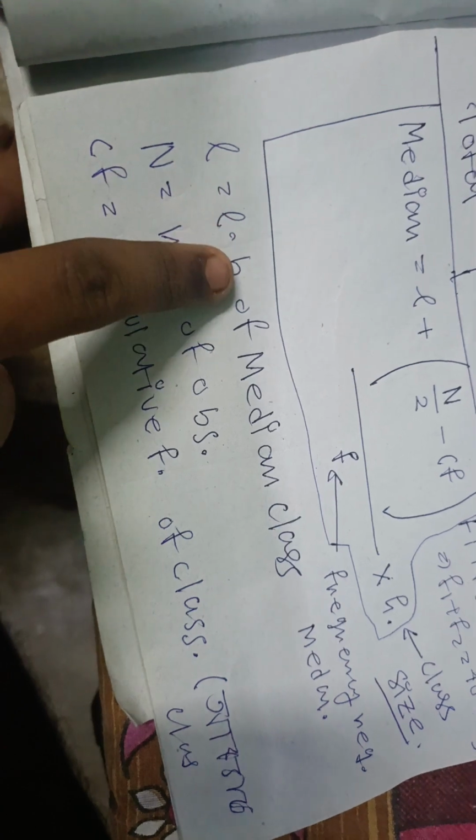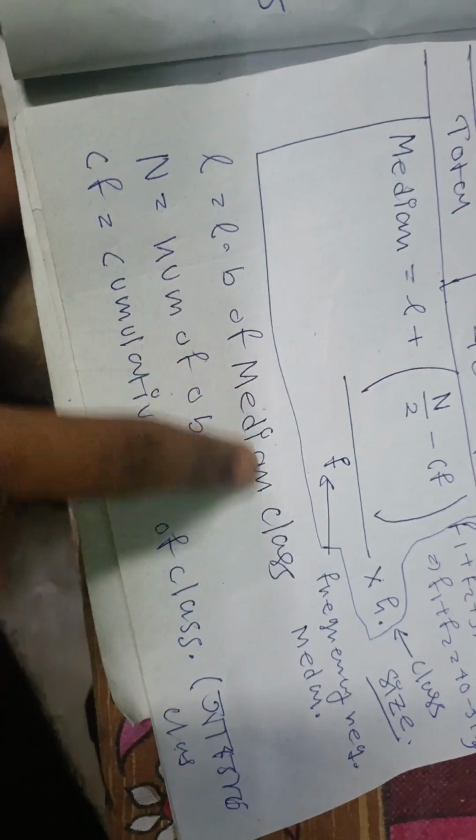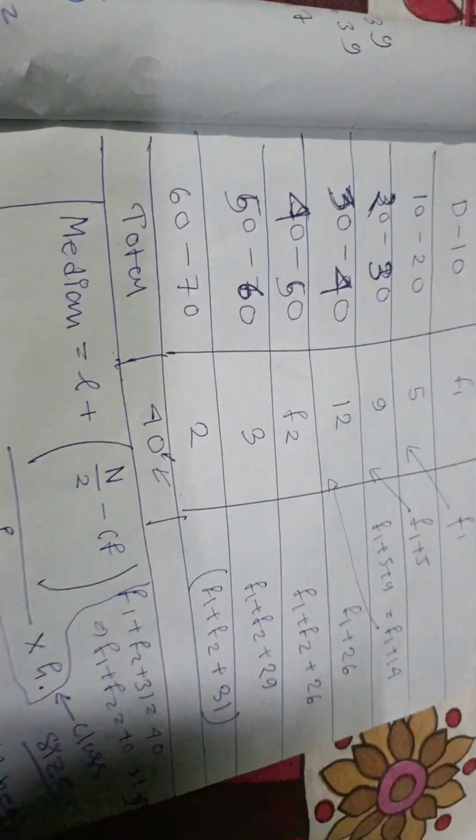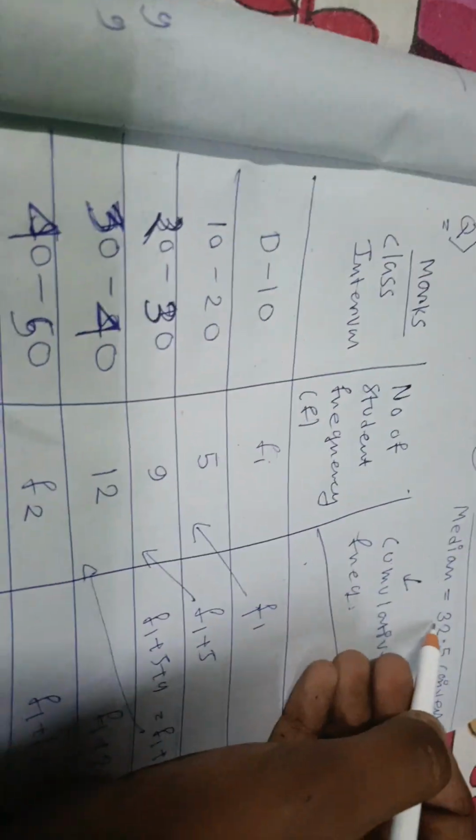L is the lower boundary of the median class. Okay, so what is the median class? The first step you have done: what is f1 plus f2, it is done. Now if we see, the median is 32.5. It is given as 32.5.